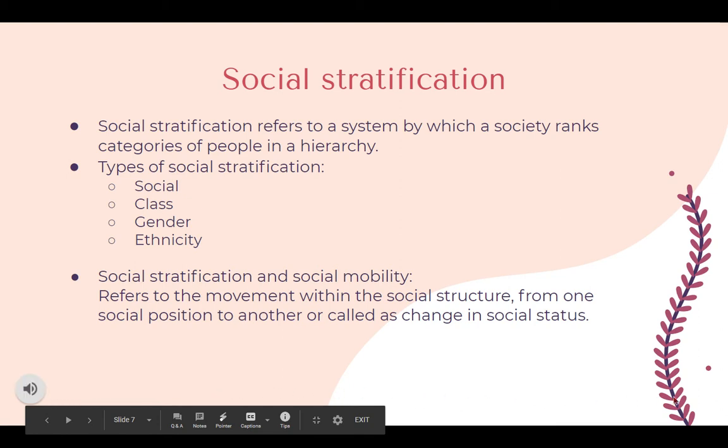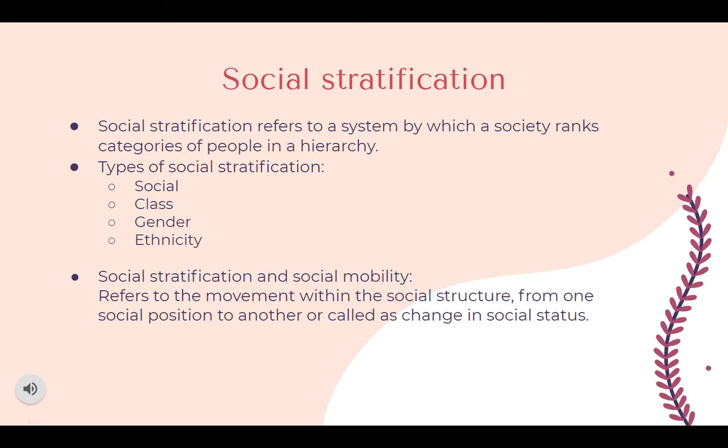Next, social stratification. What is social stratification? Social stratification refers to a system by which a society ranks categories of people in a hierarchy. There are 4 types of social stratification. The first one is social, and then the second one is class, followed by gender, and then the last one is ethnicity.